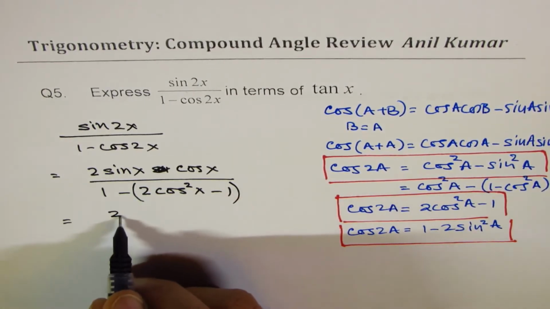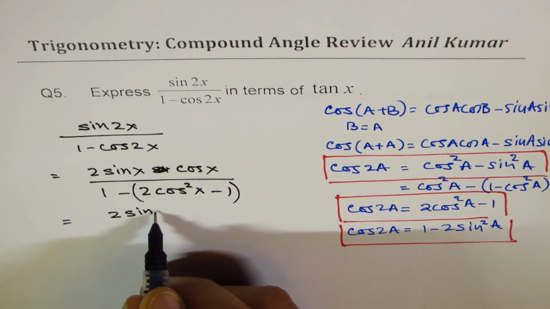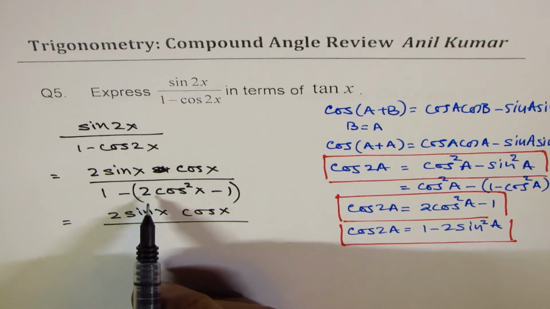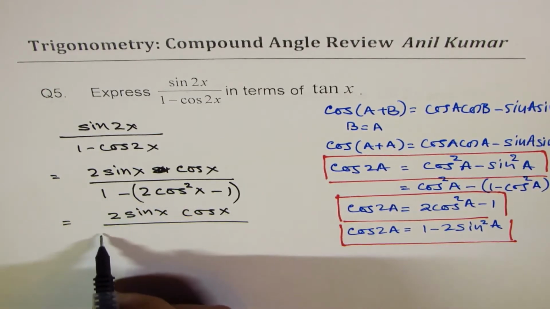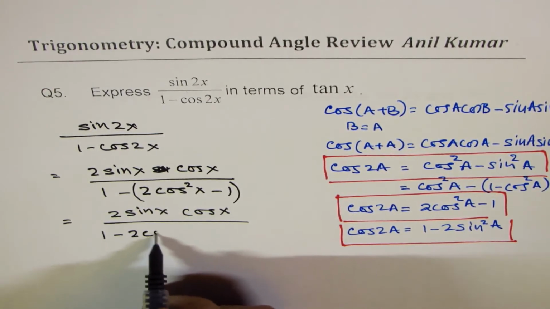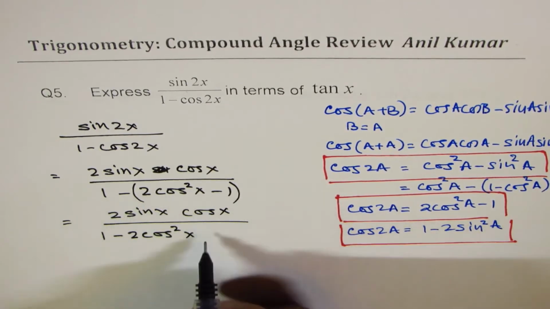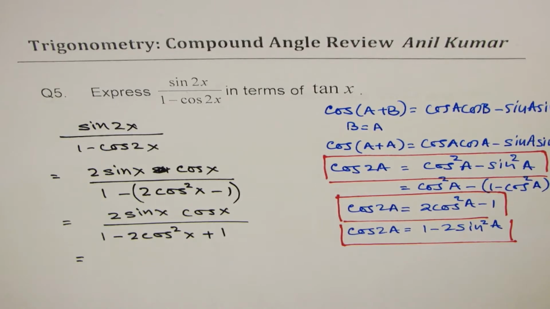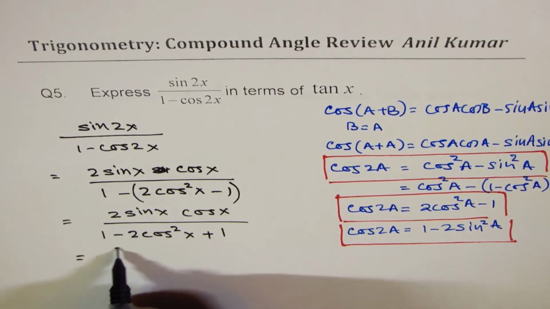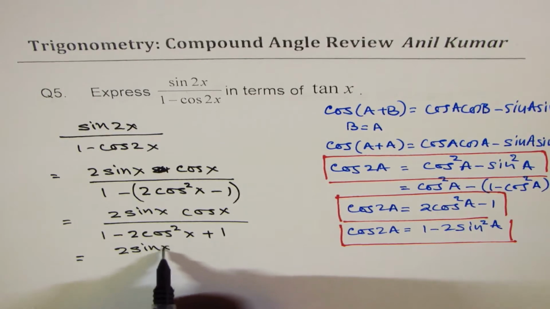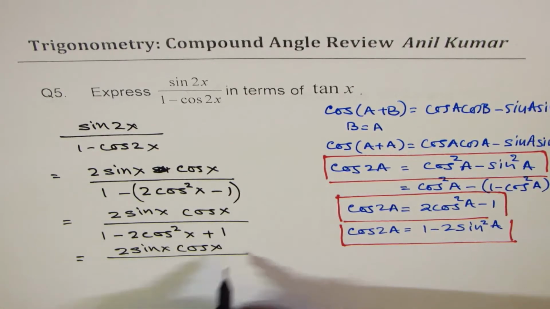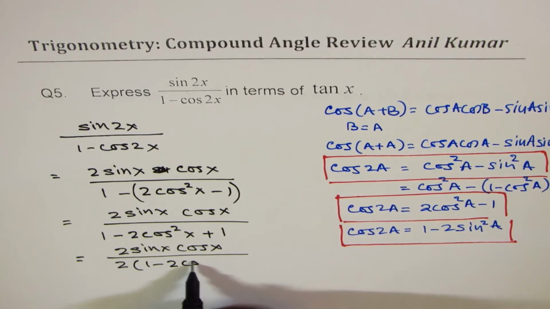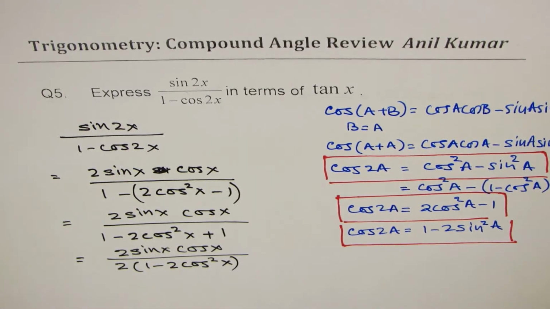Let's continue. So we have 2 sine x cos x in the numerator, and denominator, if I open, I get 1 minus 2 cos square x, and that becomes plus 1. So basically we get 2 common, right? So we get 2 common. So we have 2 sine x cos x over, we can take 2 common and we get 1 minus cos square x, correct?